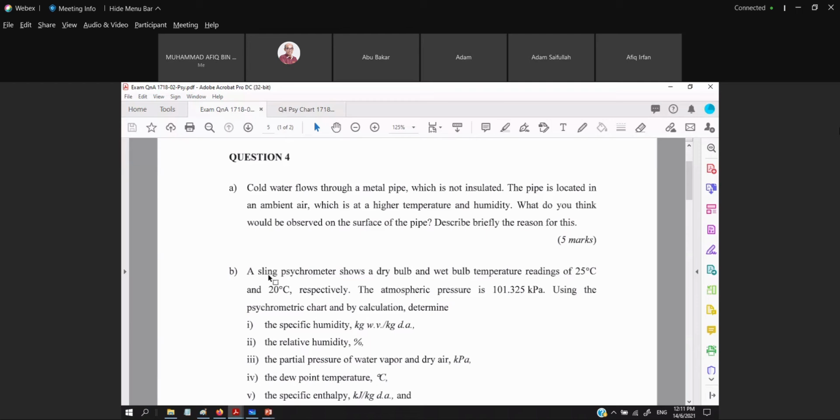Guys? What will happen to the pipe? The outside surface of the pipe. Guys?